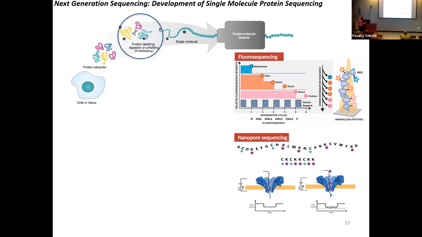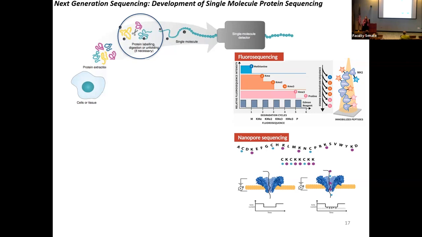So what happens in this one: a protein goes through this membrane. As soon as it crosses this membrane, we will see a change in the current. That change in the current depends on what group is present, which amino acid residue is present. Now, if you look at this, this is a change in the current, but that change in the current is very small.